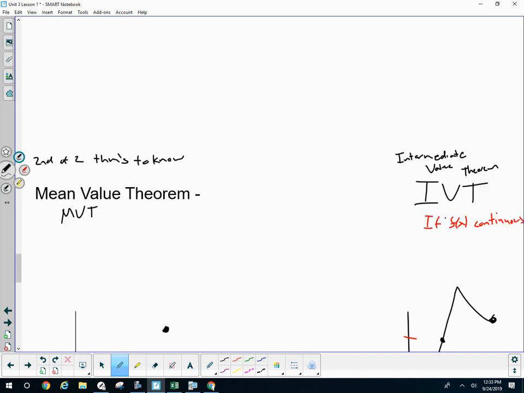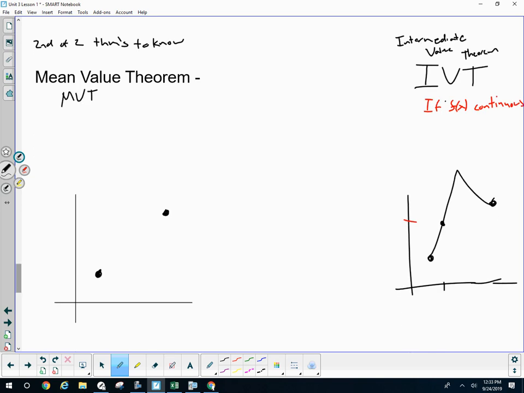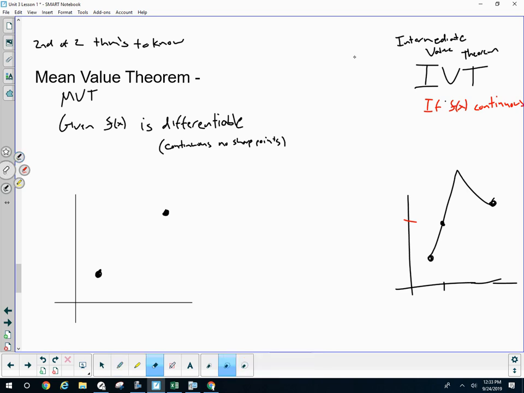Mean value theorem deals with functions that are differentiable. Now we know the conditions for being differentiable. Conditions for being differentiable are you are continuous, but not only are you continuous, you do not have a sharp point. Okay?